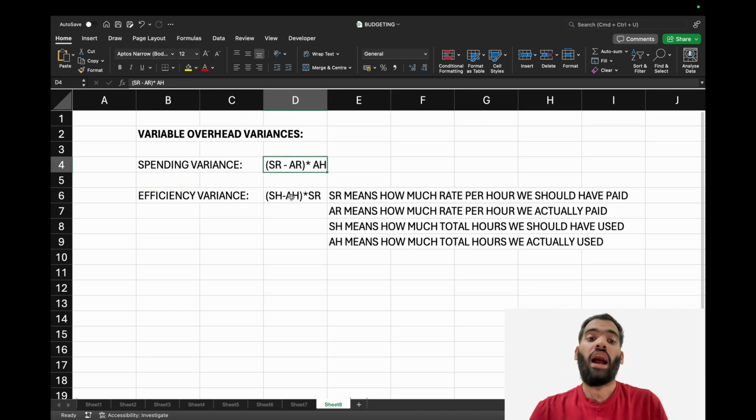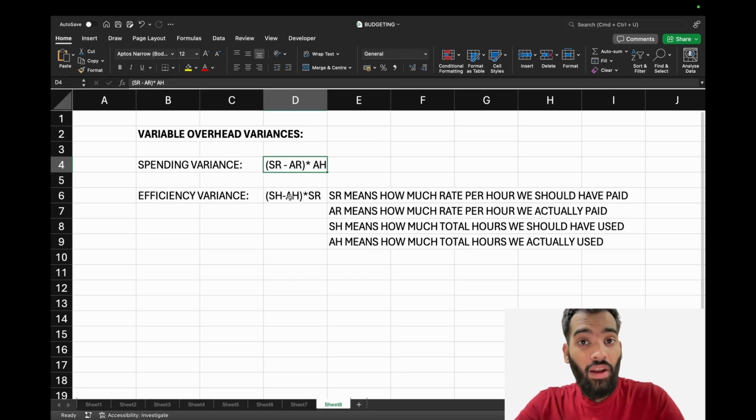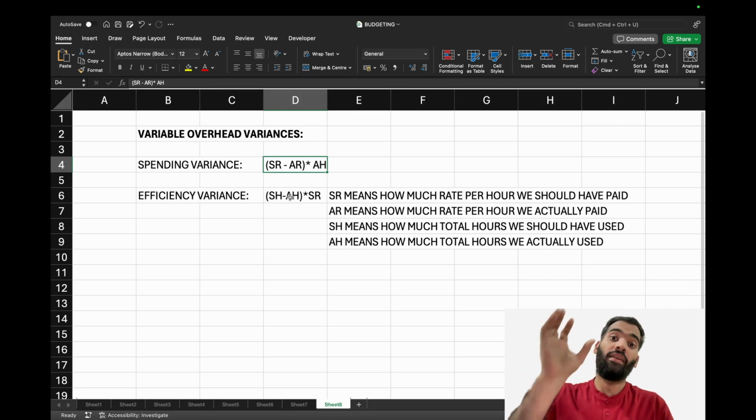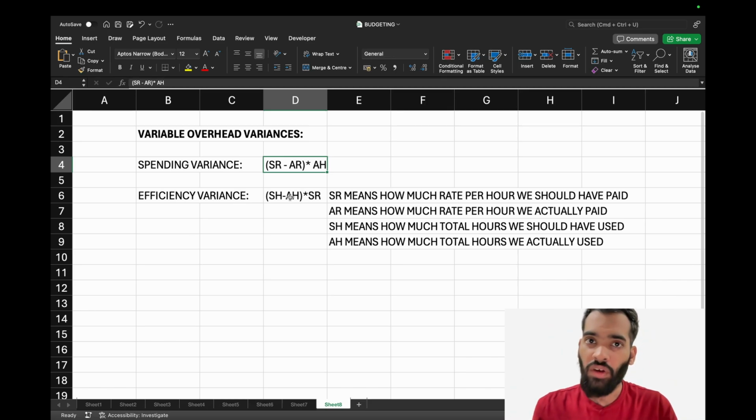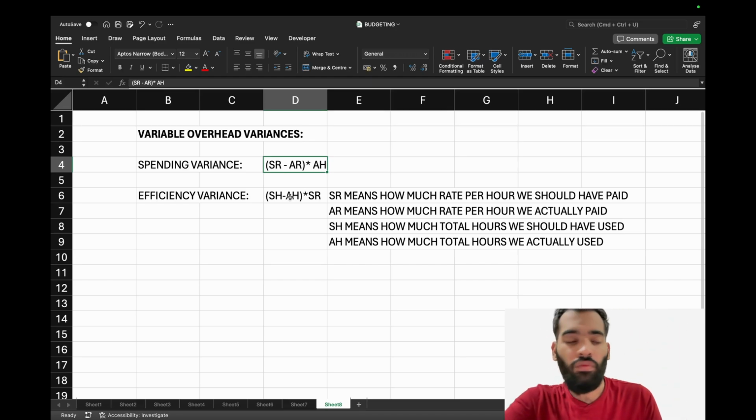Please remember, hours are hours. It doesn't matter if you're solving variable overhead variances or direct labor variances. Hours are how many hours you use. That doesn't change. Rate does change because for labor, rate means how much you're paying per hour of labor. For variable overhead, rate means how much variable overhead money you are paying for every hour the work is being done. For example, variable overhead can be electricity, right? How much electricity you're using per hour of labor.